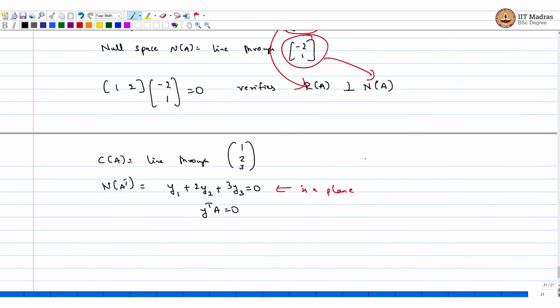So think about this. Connect this to the claim that the column space of A is orthogonal to the null space of A transpose.